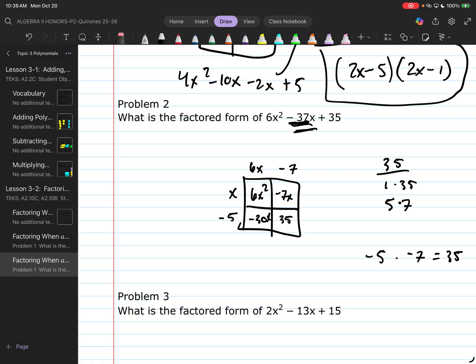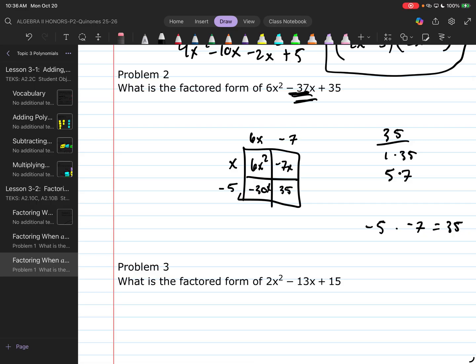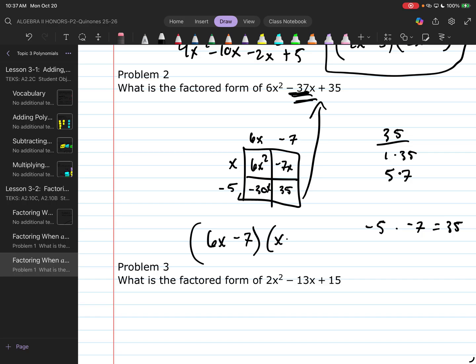Yes? Which means that after I add everything up, it should give me back to this. So 6x minus 7 times x minus 5 will absolutely work. Are we okay, everybody?